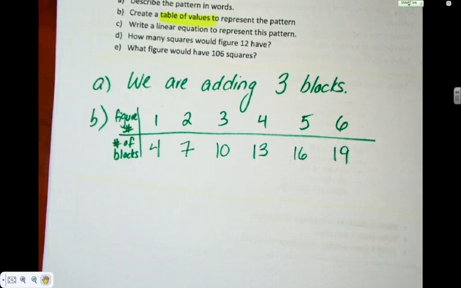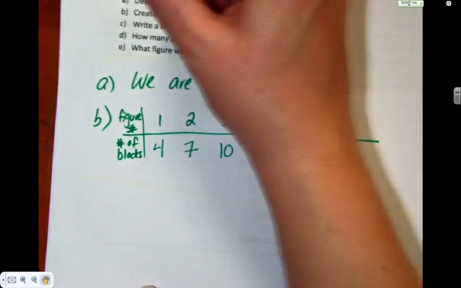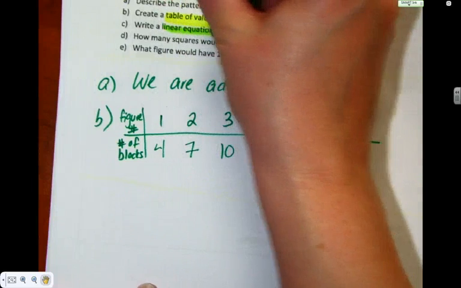So when the question says create a table of values to represent the pattern, that's all they're looking for. Okay, typically it's figure number and then number of whatever, blocks, circles, whatever we're adding every single time. Write a linear equation to represent this pattern.